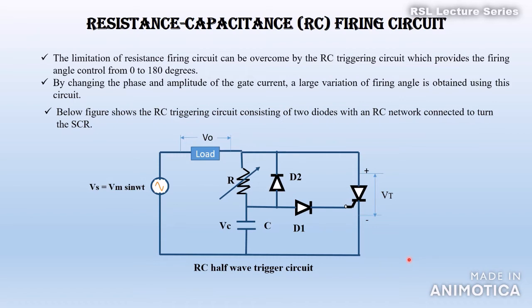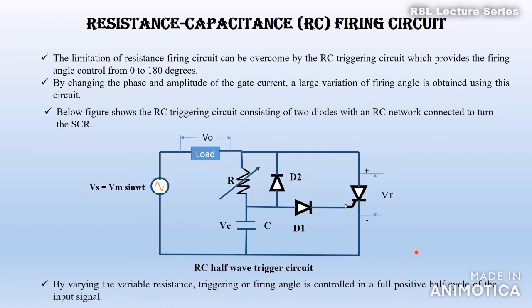Now we'll discuss in detail the working. During the negative half cycle of the supply voltage, the upper terminal of the supply is considered negative and the lower terminal is considered positive. During this negative half cycle, diode D2 will be forward biased, that is, its cathode is connected to the negative terminal and its anode is connected to the positive terminal of the supply voltage.